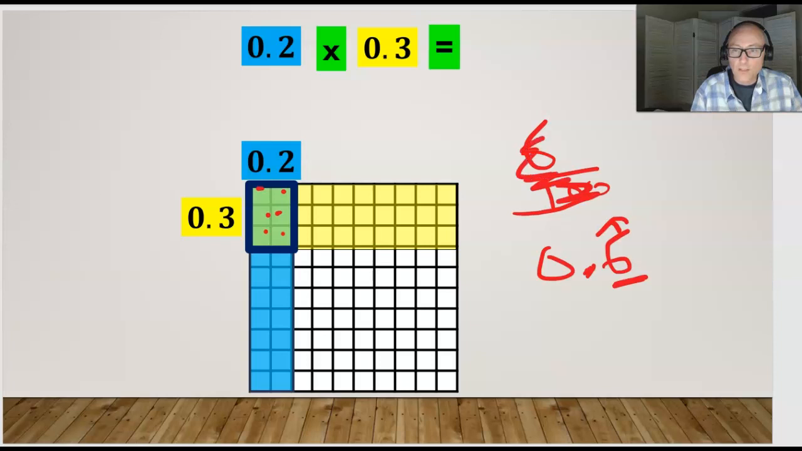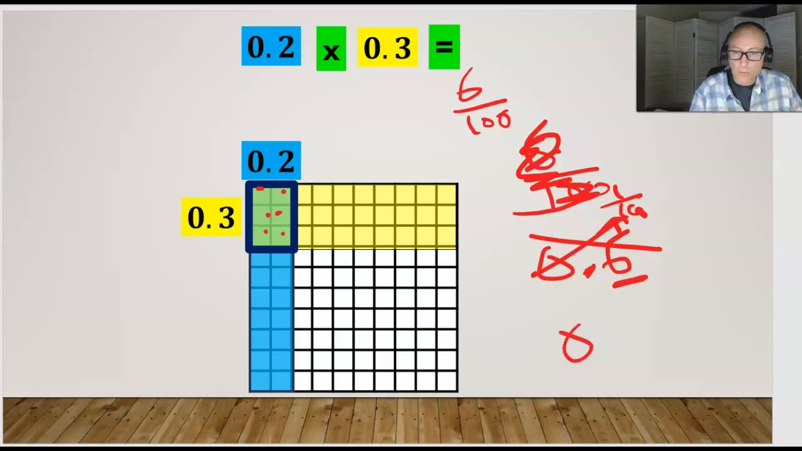Here, this might confuse you. Let's erase that for a second. This is in the tenths place, so we would read this 6/10. That's not it. We want 6/100, right? So let's see, what if we write it the other way? What if we put 0.06? Now let's read it. It's still six, but six what? Now this is in the hundredths place. So this is the answer.